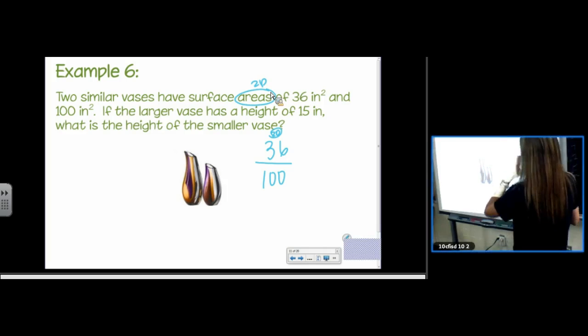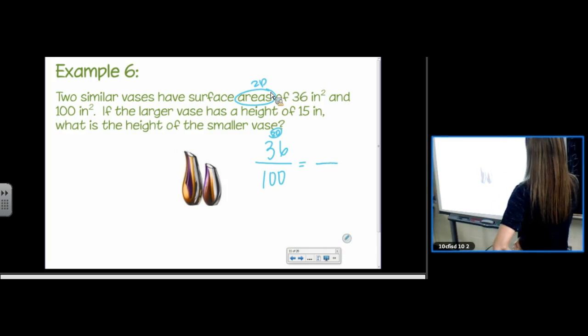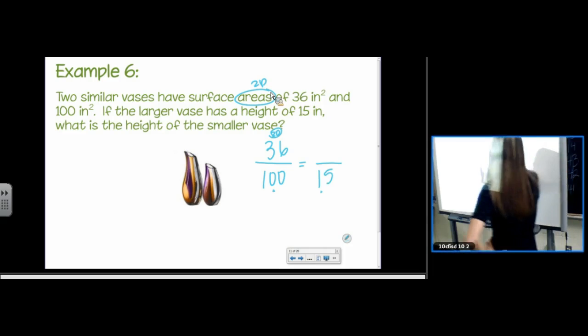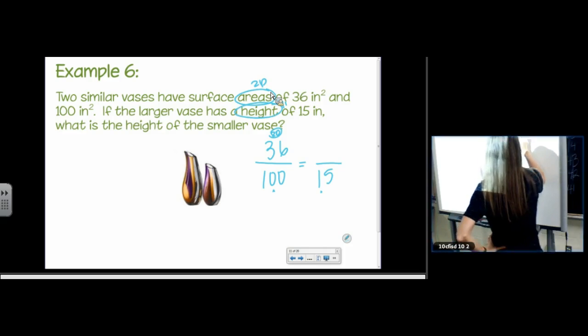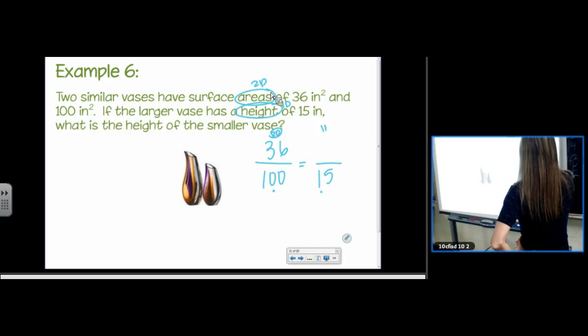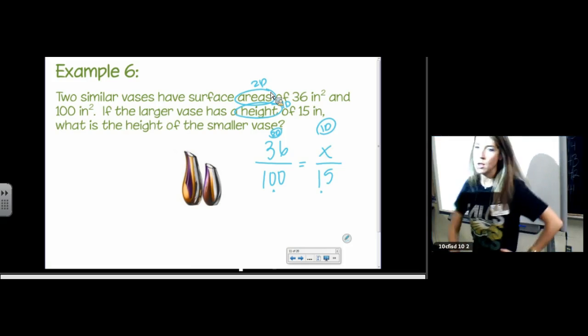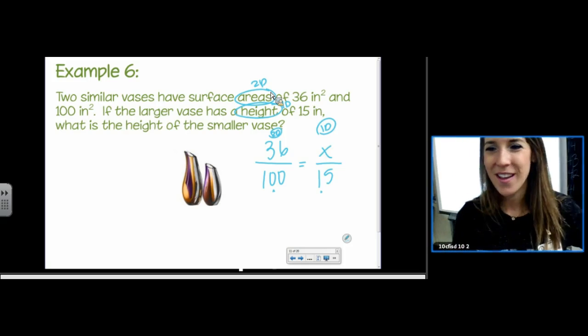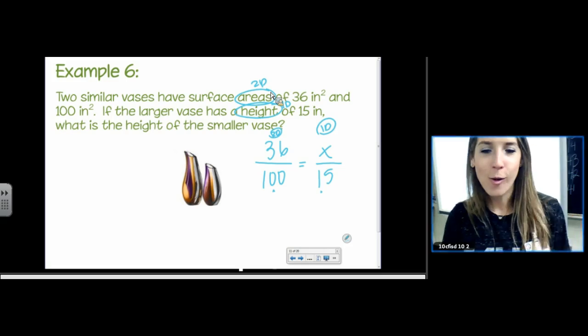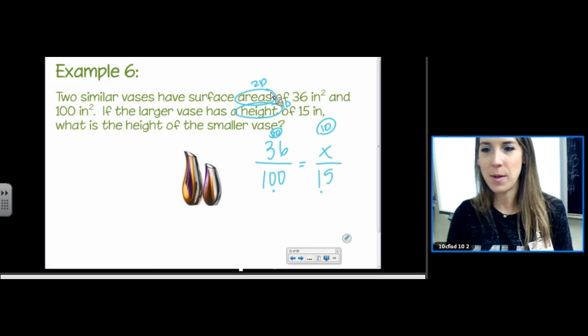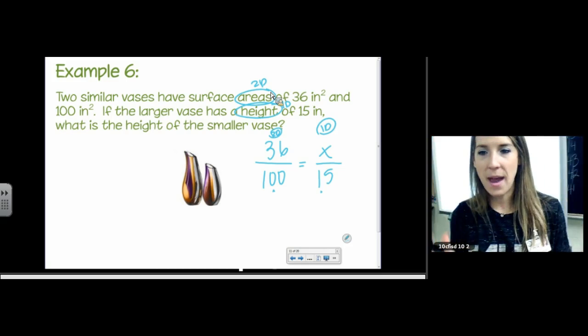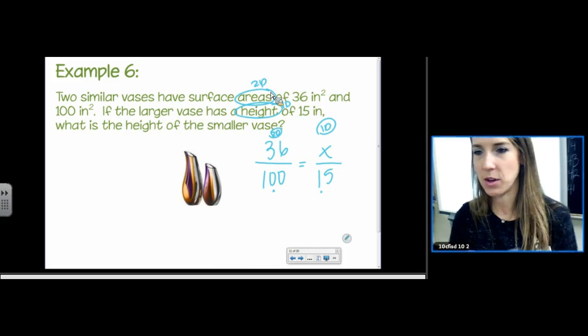The larger vase has a height of 15, so if we're going to write a proportion, we need to put 15 where the larger one was. But we know that height is one-dimensional. So this side of our proportion is one-dimensional. What is the height of the smaller one? Just be careful. The only way you could mess this up is you could cross-multiply a 2D with a 1D. Bad, won't work. Math doesn't work that way.